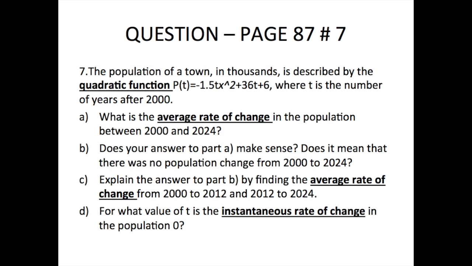A. What is the average rate of change in the population between 2000 and 2024? B. Does your answer to part A make sense? Does it mean that there was no population change from 2000 to 2024? C. Explain the answer to part B by finding the average rate of change from 2000 to 2012 and from 2012 to 2024. D. At what value of t is the instantaneous rate of change in the population 0?